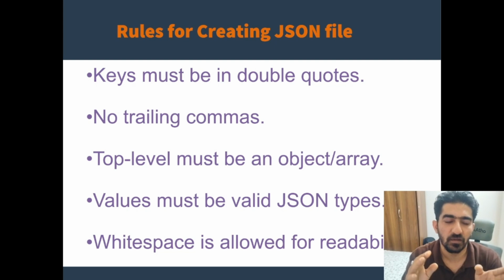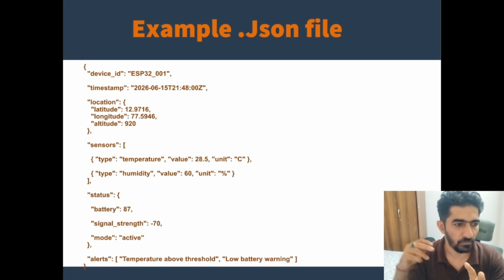Now we'll see a simple JSON file, and we will include all the things which we have discussed in that file only. So let's give it a try. For example, we have an example dot JSON file. So this is the format of a JSON file which we will create. And this is the data we have.